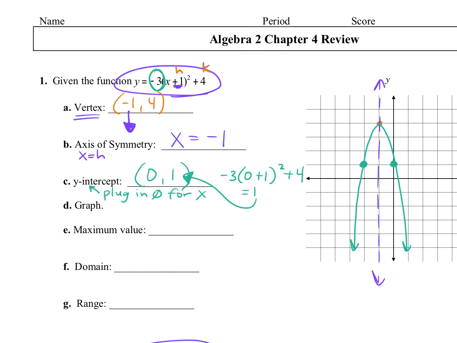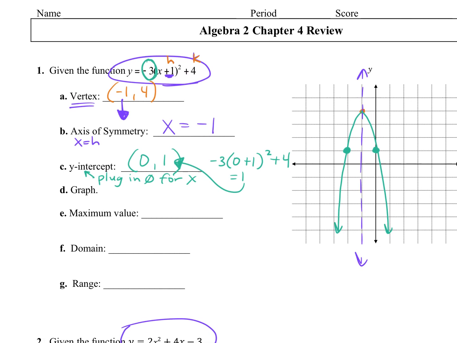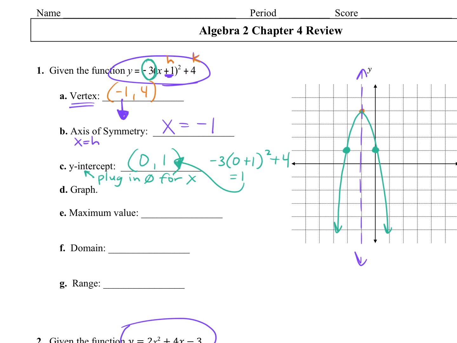If I asked you to find another point, what number would you plug in? 1. 1 would be a great number to plug in because you have numbers at -1 and 0, so plug in 1 and you would get another point. What's your maximum value? 4. The maximum is 4. It's always this number, right? So you have a 4 here, it will get you a 4 here, and it will get you a 4 down here, right? That number should be the same on all 3 of those. Vertex, maximum, and range all have the same y value, okay?